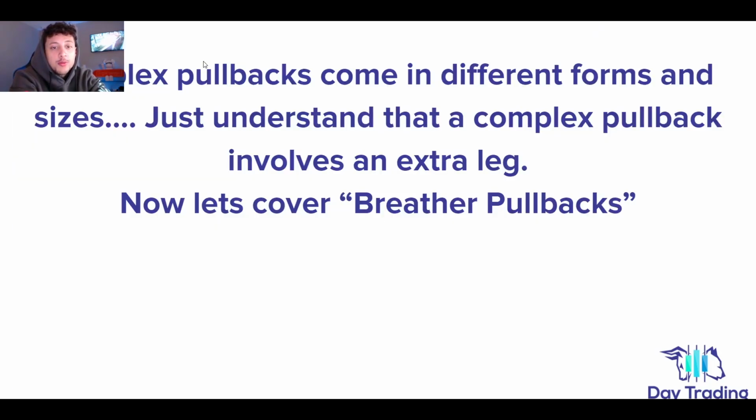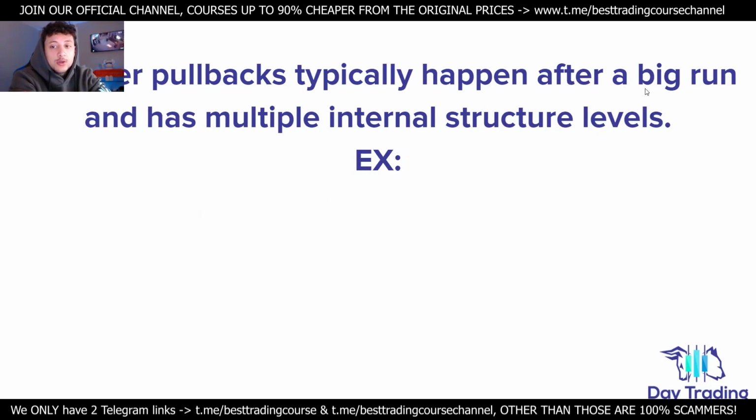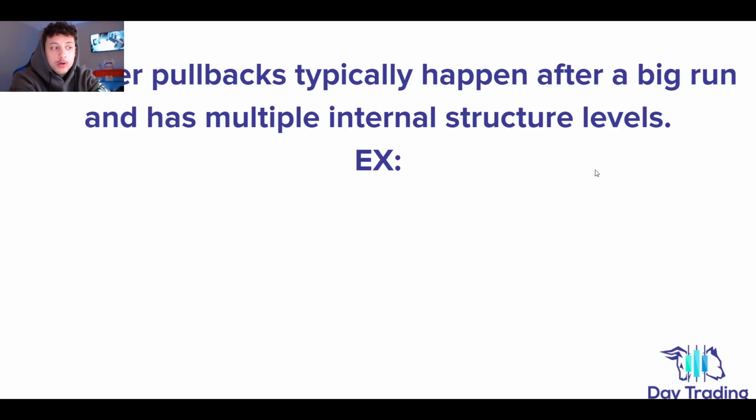Now, complex pullbacks come in different forms and different sizes. Just understand that a complex pullback involves an extra leg. Now let's compare the complex pullback to a breather pullback. A breather pullback typically happens after a very big bullish or bearish run and has multiple levels of internal structure.